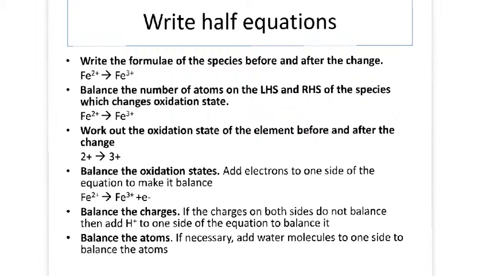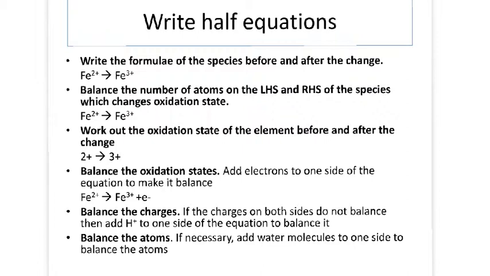Once we've done this, you need to balance the number of atoms on the left hand side and the right hand side. And we're only looking at balancing the species which have changed oxidation state. In some more complicated examples you'll have some other elements in there, but right now we're just balancing the atoms that have actually changed oxidation state. So for this one we're just looking at Fe2+ and Fe3+. There's one atom of iron on the left and one on the right, so this one's already balanced, we don't need to do anything to it. So we can go on to the next stage.